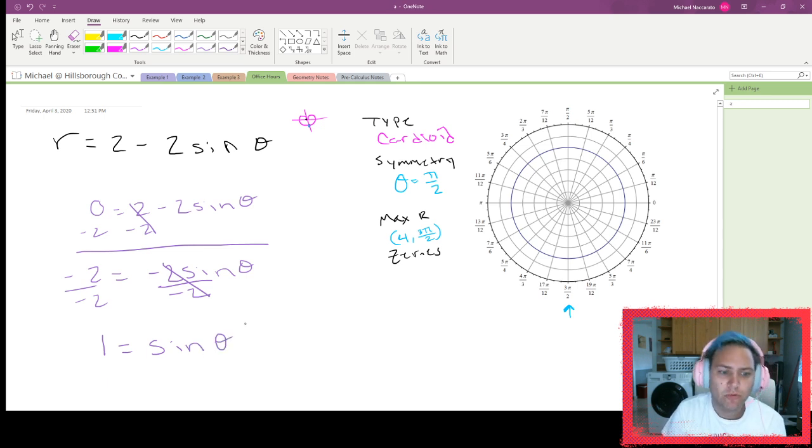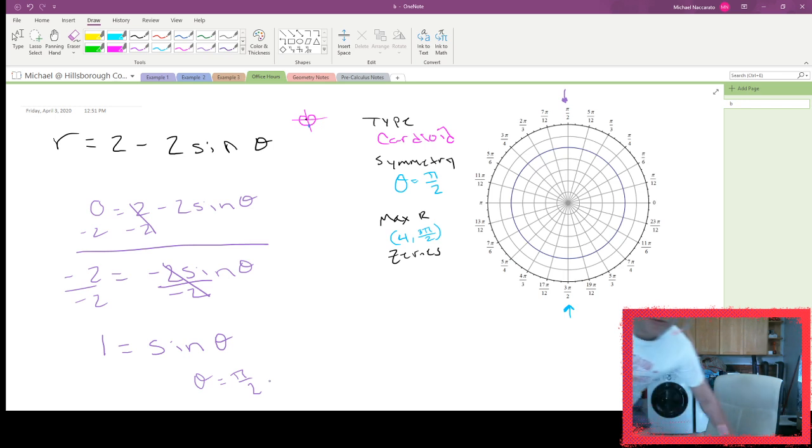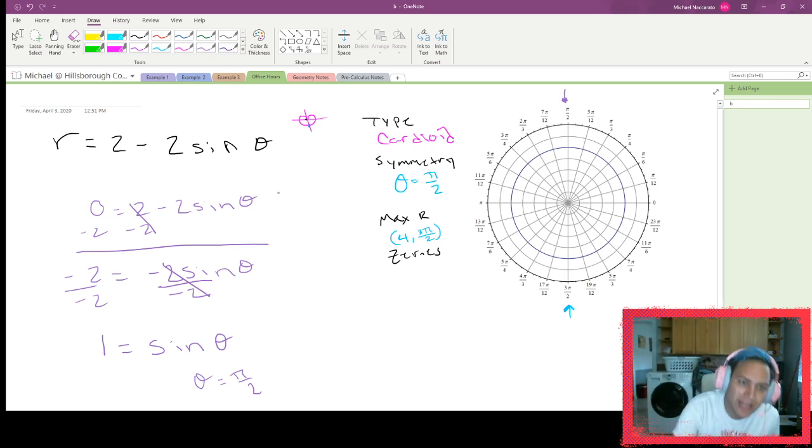So I ask myself, when does sine give us +1? Well, that's going to be right up here, at pi over 2. So I know that theta equals pi over 2 is our 0, which again makes sense. If you look at the picture we drew of our cardioid, we said that it should come back in as we get up here. You can see as it approaches here, it comes back in. So we know that we're going to have a 0 radius at pi over 2.